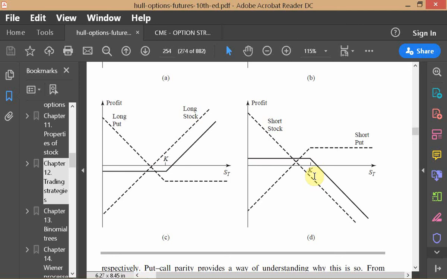Long put first, whatever you said, long put. Okay, so it can't be a long put because it's got a portion above the zero line. So through a process of elimination, you have come to the conclusion that this is a short call, right?